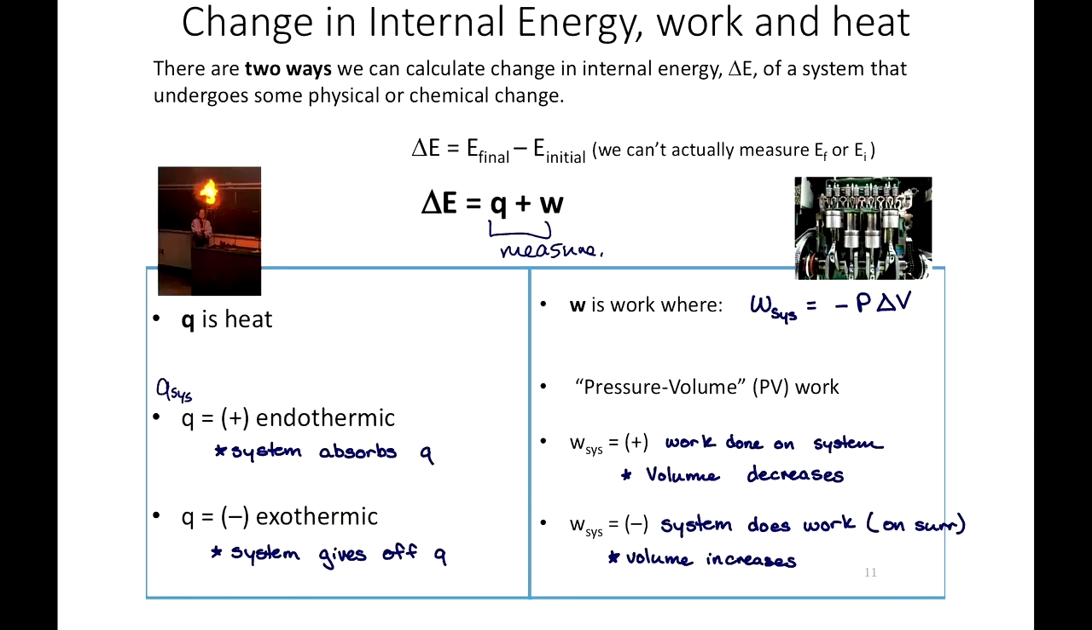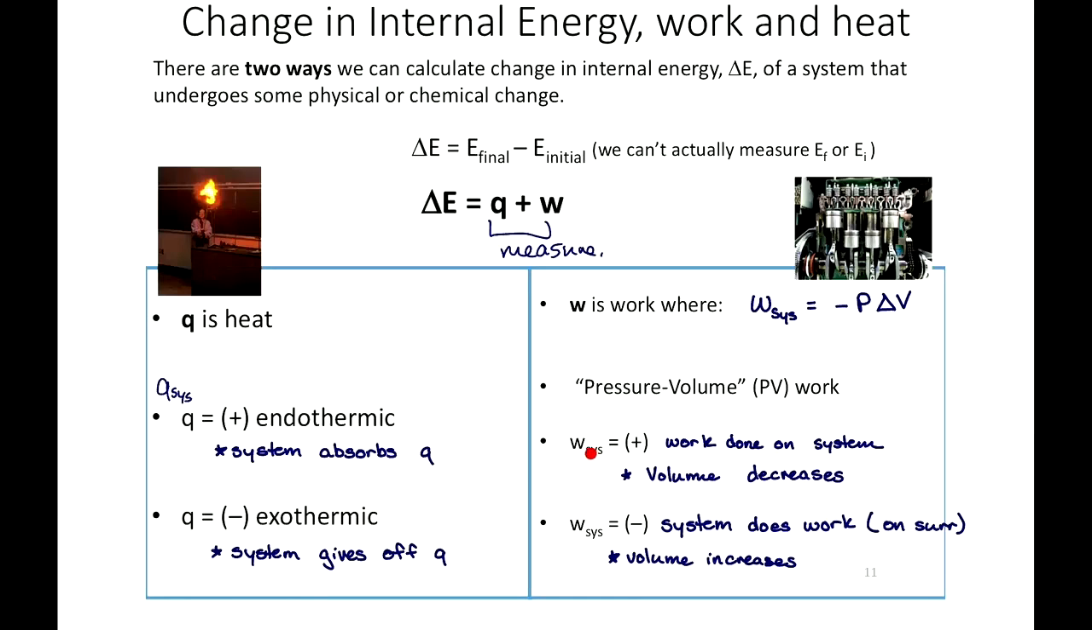Okay, so work on the other hand, physicists define it as work equals force times distance. As chemists, we talk about work in terms of gas expansion and compression. So here's a nifty equation to help you determine the sign of work for a chemical process. Think of pistons in your car, that is work because your pistons are changing their volume. So work of your system is equal to negative, usually against a constant pressure like the atmosphere, times change in volume of your system. This is called pressure-volume work.